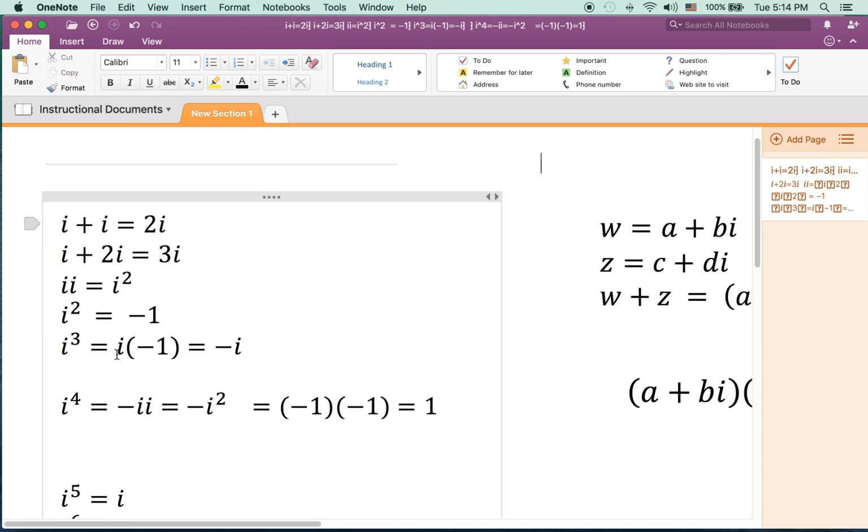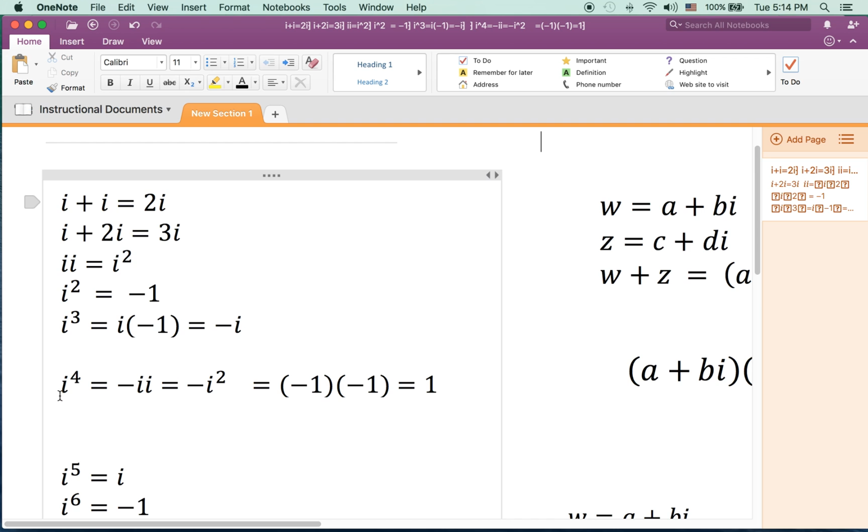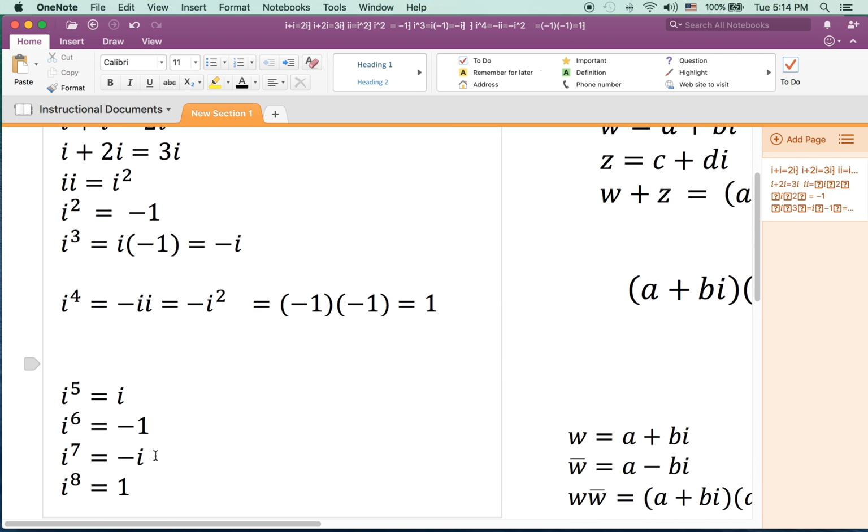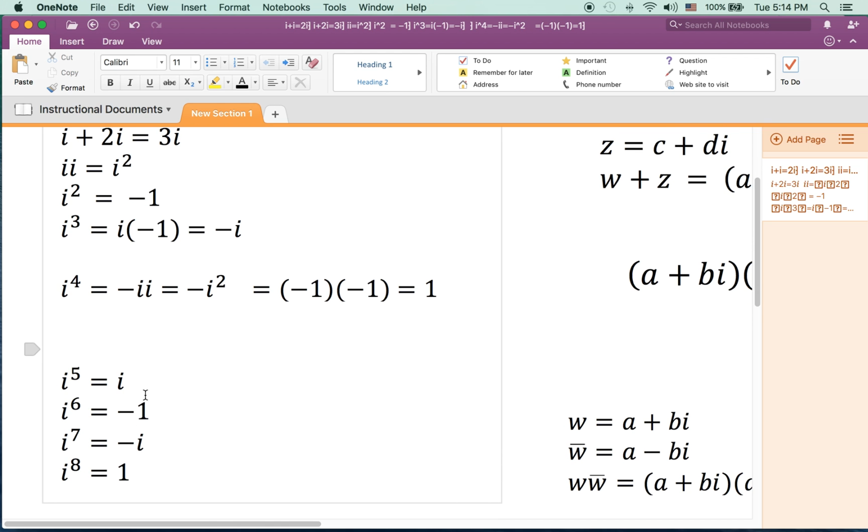i cubed would be i times i squared, which turns out to be -i. And then i to the fourth, it's -i times i, and i squared is -1, so it's -1 times -1, which is 1. So this pattern repeats itself. i to the fifth is i, i to the sixth power is -1, i to the seventh power is -i, and i to the eighth power is 1. So every additional i causes this to move through here. Every 4 additional i's causes this to move through this cycle.